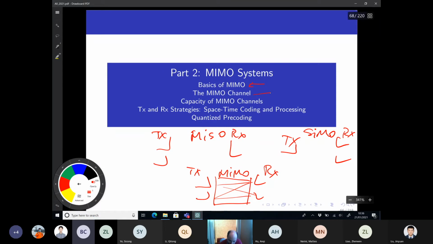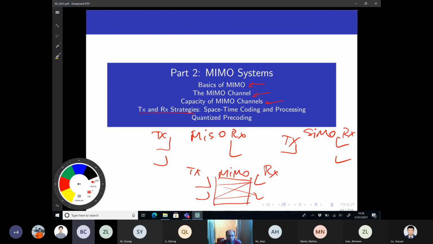Good. So we look at the basics of MIMO here. Then we look at the MIMO channels. This will cover a few lectures, all those subsections here. What are the MIMO channels? What happens in the MIMO channels? Then we're going to look at the capacity of the MIMO channels and how we can achieve that capacity. And we're going to look at some processing we do at the transmitter and the receiver. Then we look at some more details on transmitter and receiver strategies.